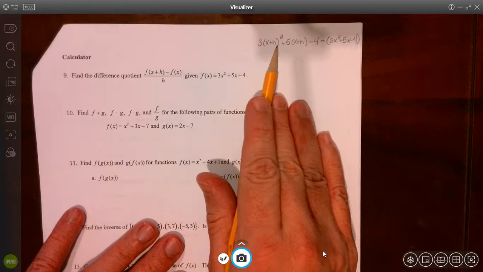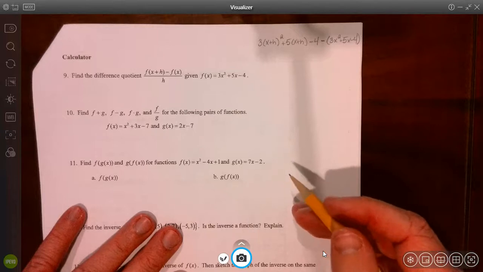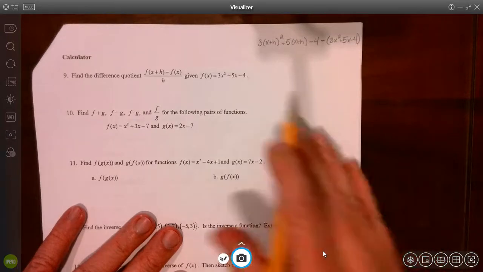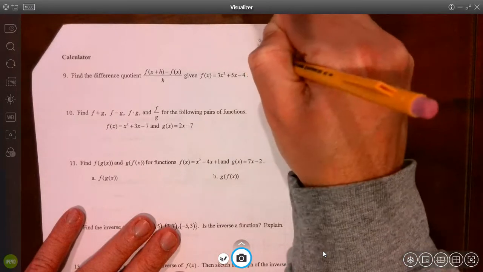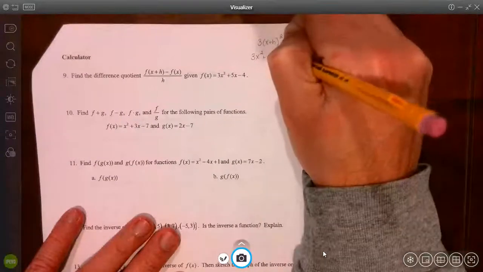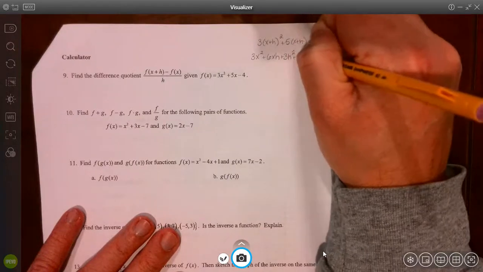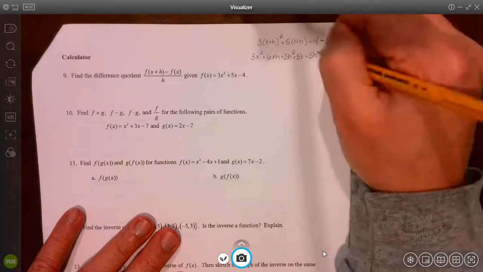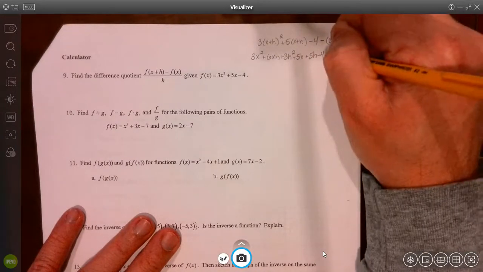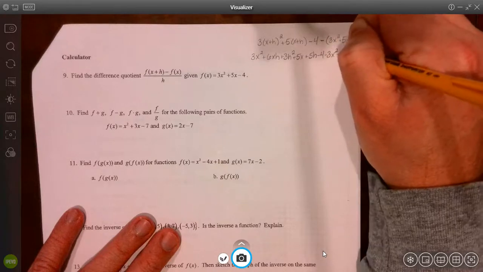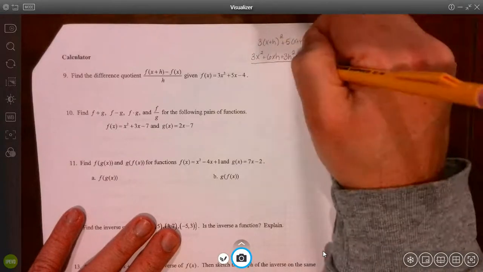All right, remember, (x plus h) squared is really (x plus h) times (x plus h). So when you multiply that, you get x squared plus 2xh plus h squared. Then when you distribute that 3 afterwards, we will end up with 3x squared plus 6xh plus 3h squared. I can distribute this 5, so plus 5x plus 5h, and then I still have my minus 4. I distribute my negative here, and I'm going to get minus 3x squared minus 5x plus 4. And of course, this is all still over h.